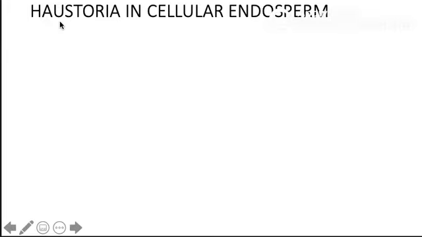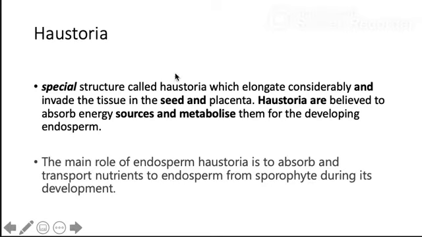Let me recap, what is the haustoria? The haustoria is a specialized structure which is able to invade the tissue of the seed and the placenta. It absorbs the resources from the developing tissue in order to feed the growing endosperm. So, because of the presence of haustoria, the endosperm can grow.